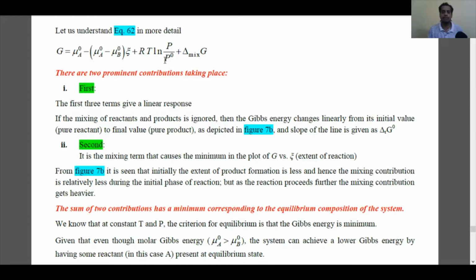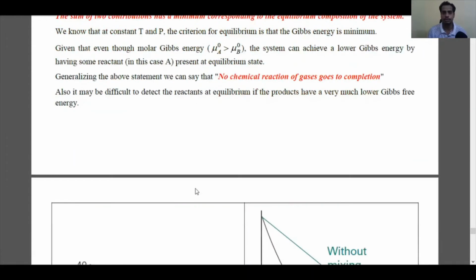It says if there is no mixing term, then the Gibbs energy will simply decrease linearly from pure reactant to pure product. Now what happens, the second contribution? The second contribution comes from the mixing term, the term that causes the minimum in a plot. Suppose we plot G, the Gibbs energy, against extent of reaction, then this mixing will cause a minimum in the plot. It is seen that the initial extent of product formation is less. So now we'll go to figure 7b, then we'll understand.